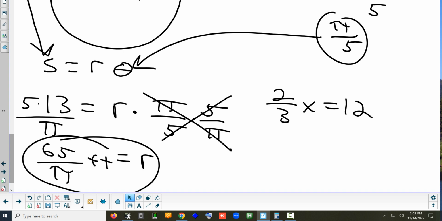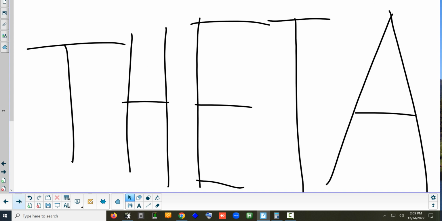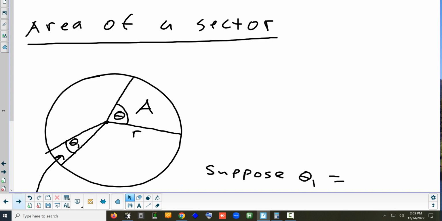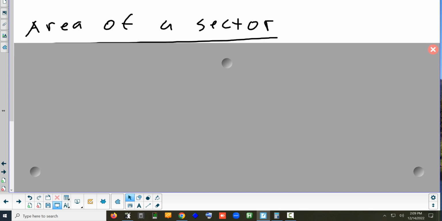Because the second formula is pretty much the same kind of thing. Theta. So we're going to do the exact same process. We're going to set up an equation to figure out the formula to find the area of a sector.